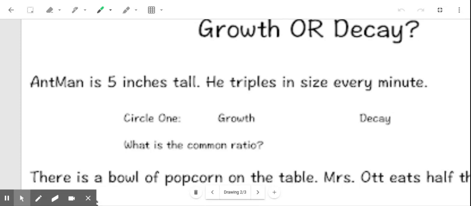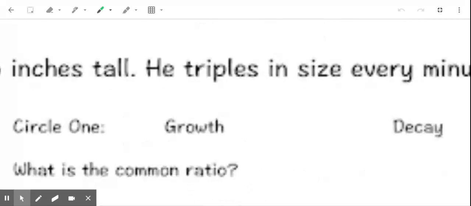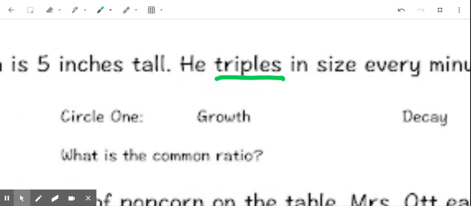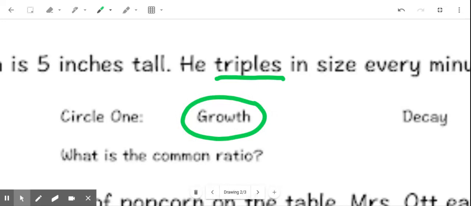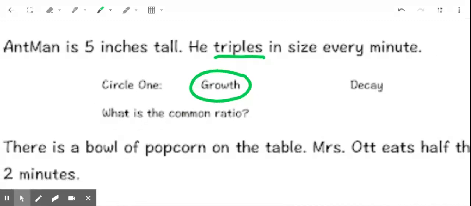Well, when you look at that, we know that he started off at 5 inches, but then he triples in size. If he triples, does that mean that he's getting bigger, or does that mean that he's getting smaller? Because that word triples is the key here, and that should tell you anytime you're tripling anything, you are growing, right? If I've got $2 and I triple it and I've got $6, not only am I a happy customer, but I'm also growing my net worth.